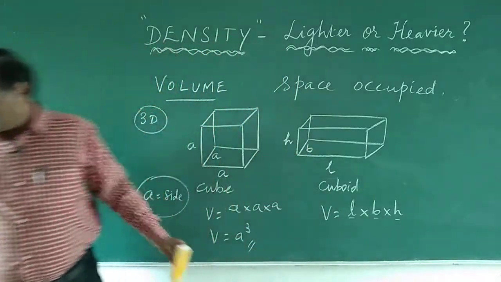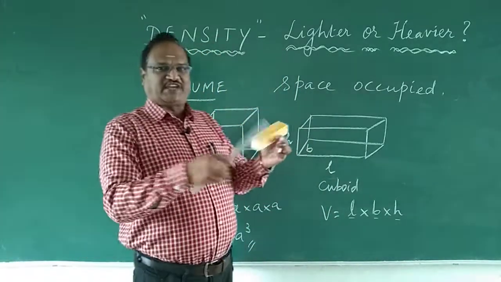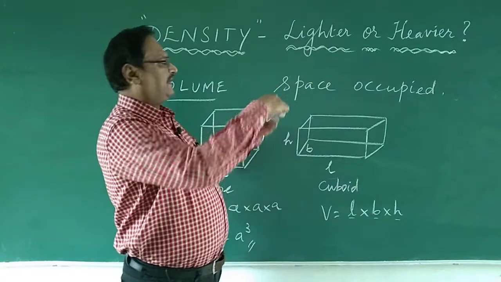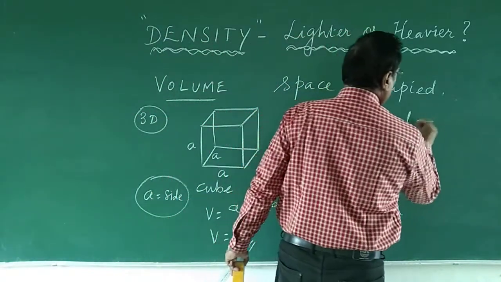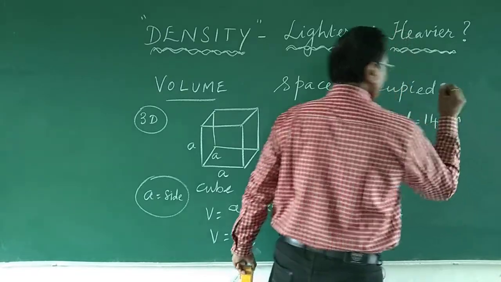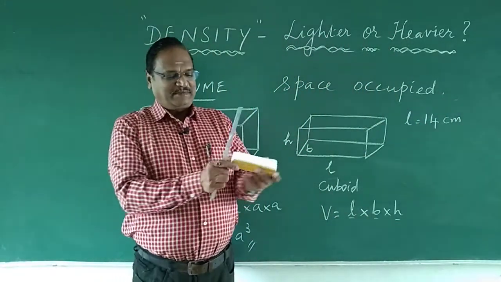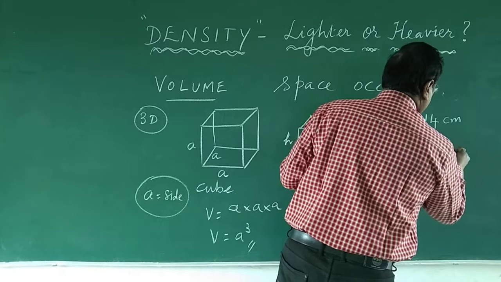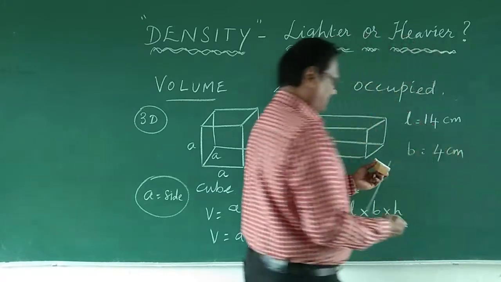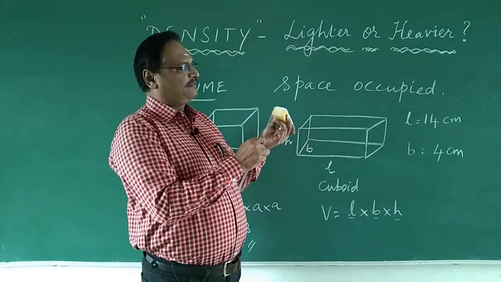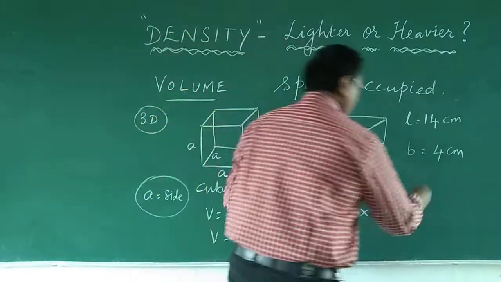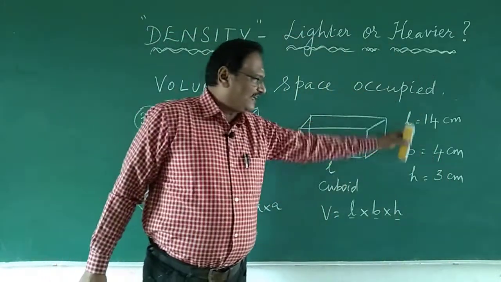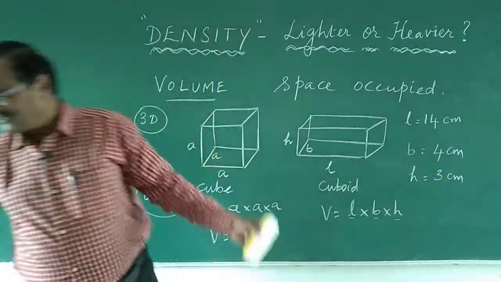So how do we measure it? I am going to take a scale, and using the scale, let me measure the length. I will take this point and this next point. It is 14. Length is equal to 14 centimeter. Unit is important, right? Let me measure the breadth of it. That is 4 centimeter. Breadth is equal to 4 centimeter. Then let me measure the height of it. This is 3 centimeter. Height is equal to 3 centimeter.